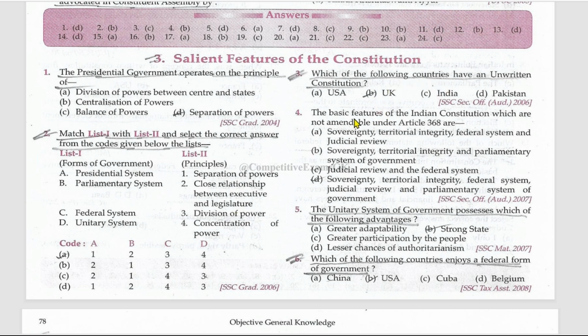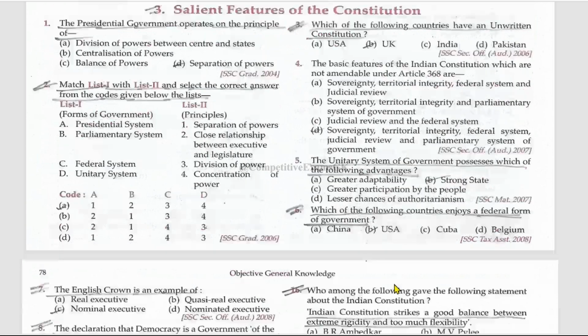Which of the following countries have an unwritten constitution? United Kingdom. The basic features of the Indian Constitution which are not amendable under Article 368 are sovereignty, territorial integrity, federal system, judicial review, and parliamentary system of government. The unitary system of government possesses which of the following advantages? Strong state. Which of the following countries enjoys a federal form of government? United States of America.